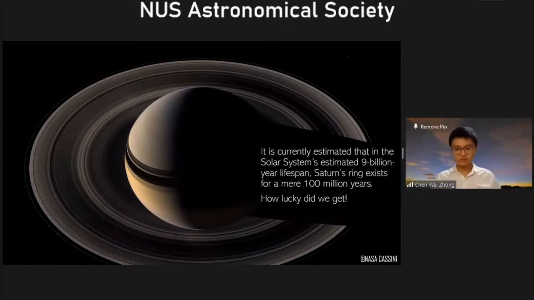So this picture was taken by NASA's Cassini spacecraft, which was decommissioned in 2017. It was the only Saturn orbiter that was sent out there so far. Okay, and from the data that was collected through its observations, scientists currently estimate that in the solar system's estimated 9 billion year lifespan, that's a long time, okay? Saturn's rings exist for just a mere 100 million years, or even shorter.